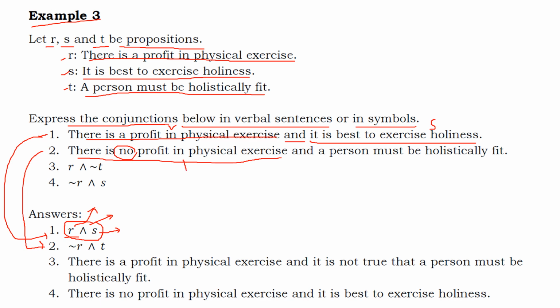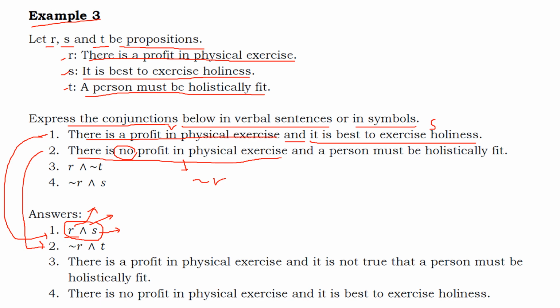So this portion represents the negation of R, because we put no, or we just simply oppose whatever the original proposition R is, that there is a claim that there is a profit in physical exercise. Once we put no there as your logical operator, then the meaning will change, and it is totally opposite to the claim of the proposition. That's why it is a negation of R.